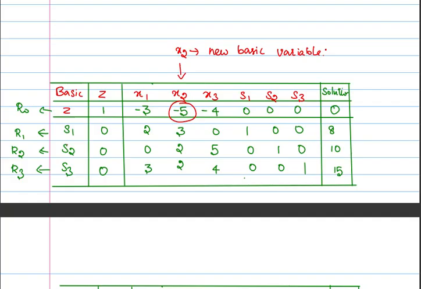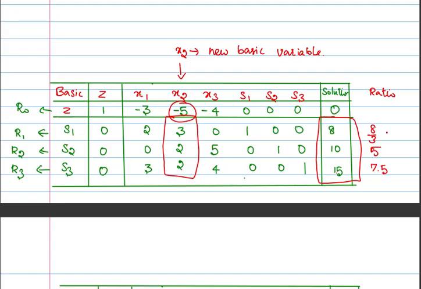The already basic variables are S1, S2, S3. I want to remove any one of them, so we are going to find the ratio. What is my X2 column? I divide the solution column by this column element by element. This is the ratio column: 8 divided by 3, 10 divided by 2 is 5, 15 divided by 2 is 7.5.